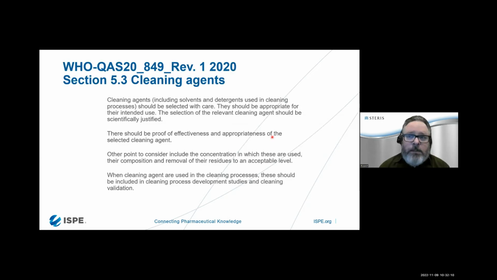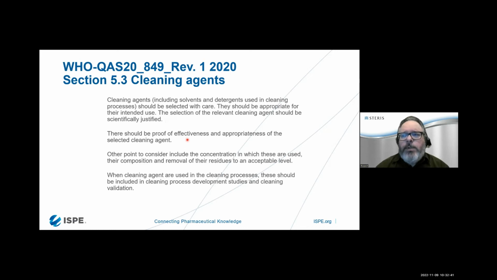So with this in mind, let's take a quick look at that World Health Organization guidance around health-based exposure limits, and specifically around cleaning agents, which is myself and Richard's specialty. So the cleaning agent should be selected with care. This should be appropriate for its intended use. And the selection of the relevant cleaning agents should be scientifically justified.